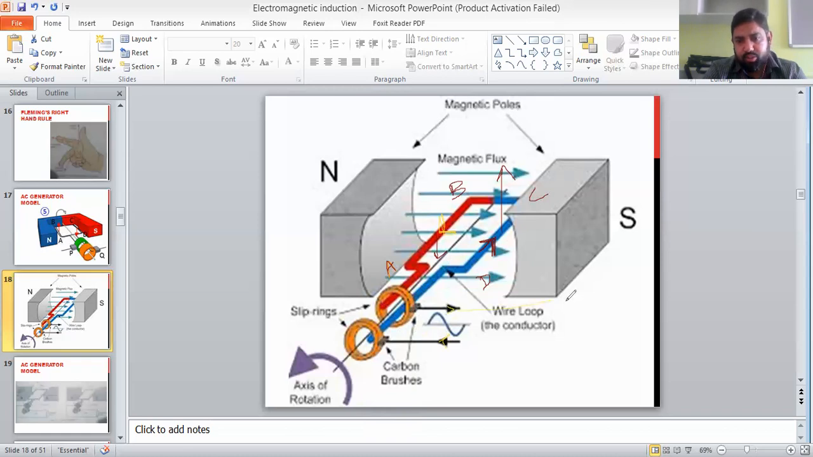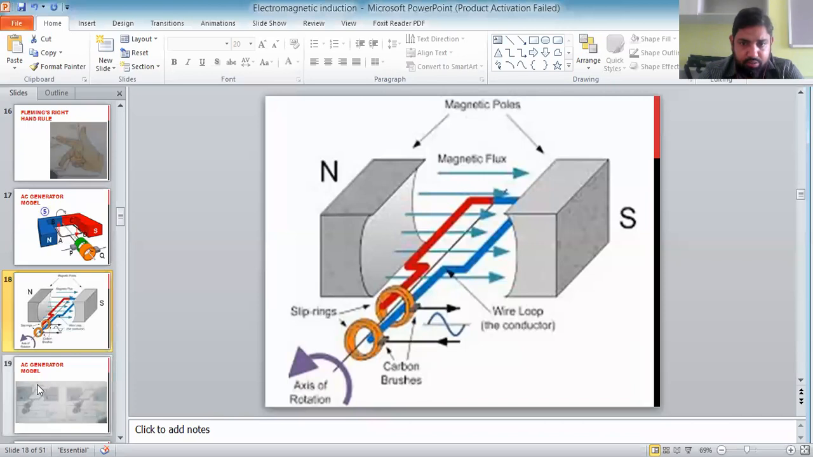So you can connect a galvanometer, or you can connect a lamp here, which will start working when we rotate this coil in the magnetic field. Now we need to have some further discussion on what will happen if this coil is horizontal, if this coil is vertical, and when it's switched sides. So I'll discuss another slide for that.